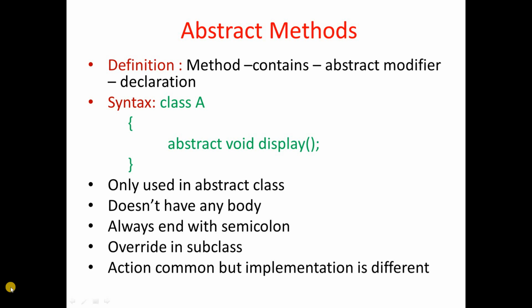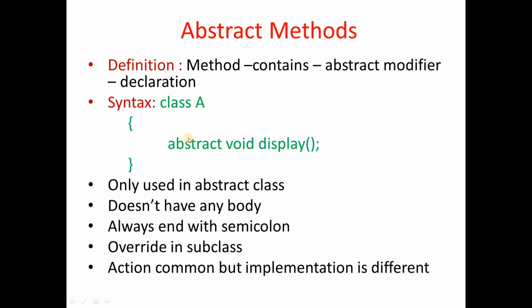First of all, what is the definition of an abstract method? The method which contains the abstract modifier at the time of declaration is known as an abstract method. That means whenever we declare any method, if we specify the abstract modifier or abstract keyword before the declaration of the method, then that method is known as an abstract method.